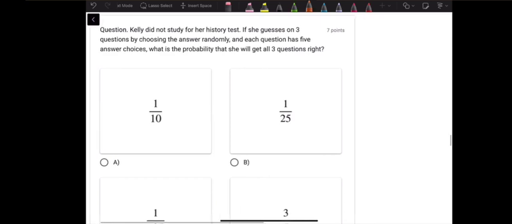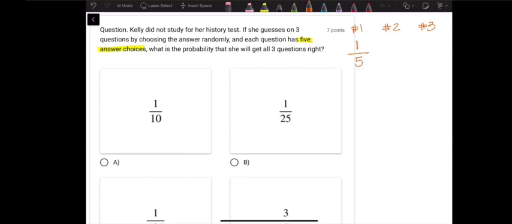So we have that she needs to get number 1 right, she needs to get number 2 right, and she needs to get number 3 right. Now the question states that each question has 5 answer choices. So let's just focus on number 1 for a second. So for number 1, there's a total of 5 answer choices, and she has to get the right one, and there's only 1 correct answer. So the only way for her to guess it right is that she picked the one answer that happens to be correct.